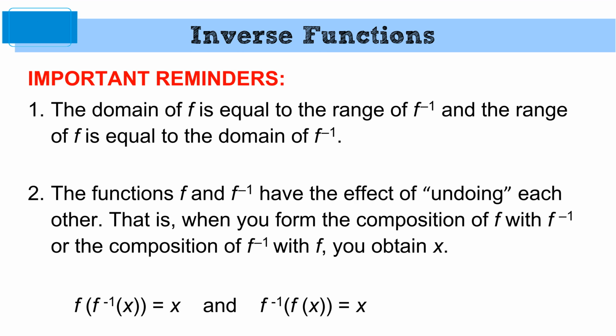You create a composite function with a function and its inverse, and if that value equals x for both of them, then they are inverses of each other. Think about something like x squared and the square root of x. You put x squared into the square root of x, you get x. You put the square root of x into x squared, you get x. Yeah, they're inverse functions of each other.